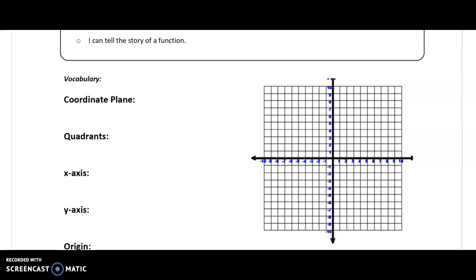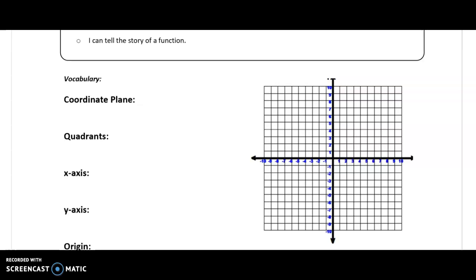So let's start with some vocabulary that we're going to be using throughout this lesson and the unit. First, the coordinate plane. That is what we see off to the right here in your notes. This coordinate plane is where we're going to be doing all of our graphing for this unit and for all future units that require graphing.